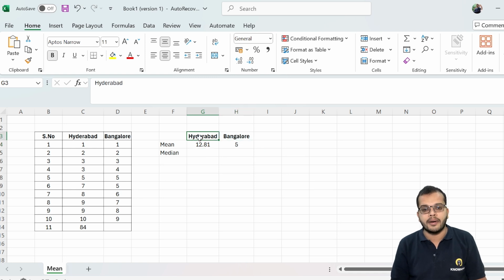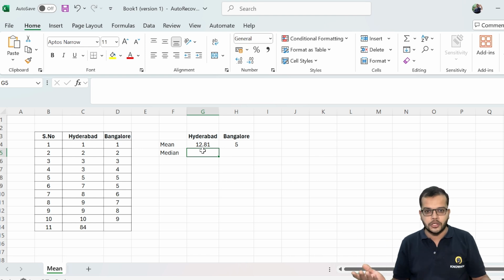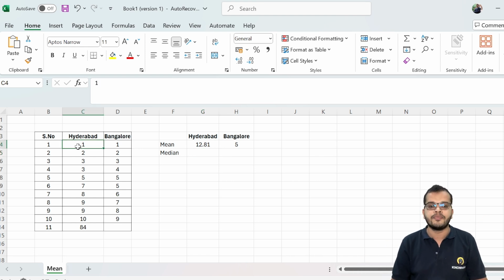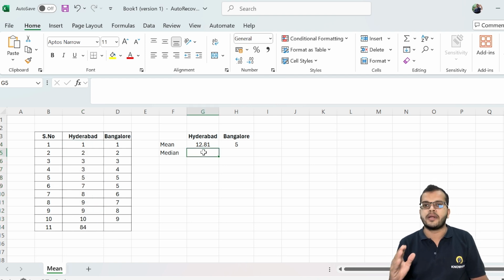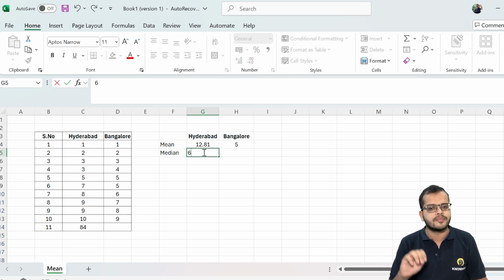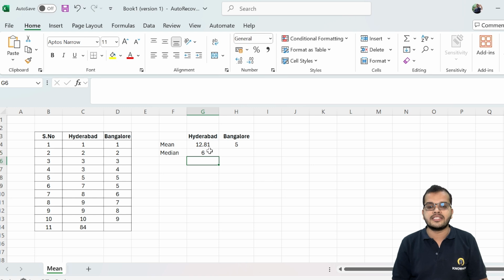So in Hyderabad, if I would like to consider the median, what will the median do? N plus 1 divided by 2. So what is n here? For Hyderabad, n is 11, right? So 11 plus 1 divided by 2. 11 plus 1 is 12, and 12 divided by 2 is 6. So the median is 6 here.